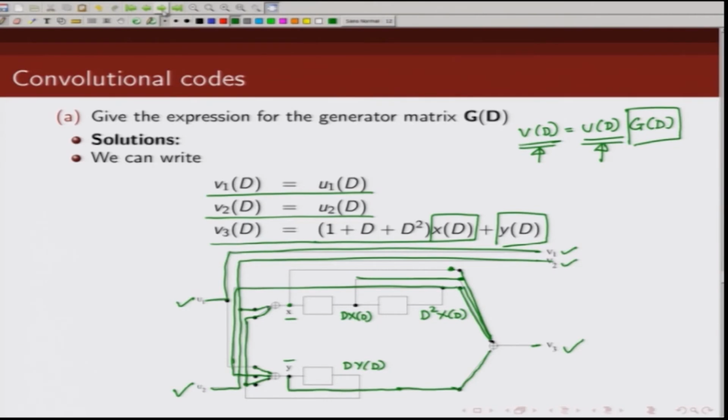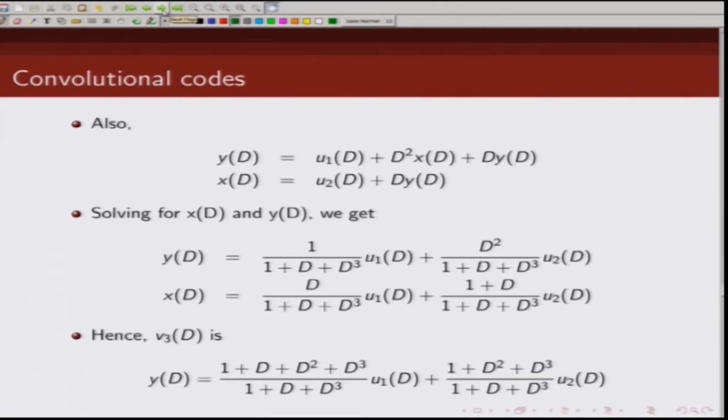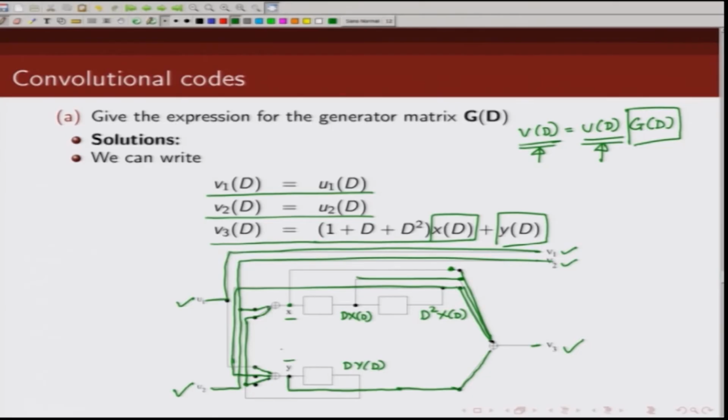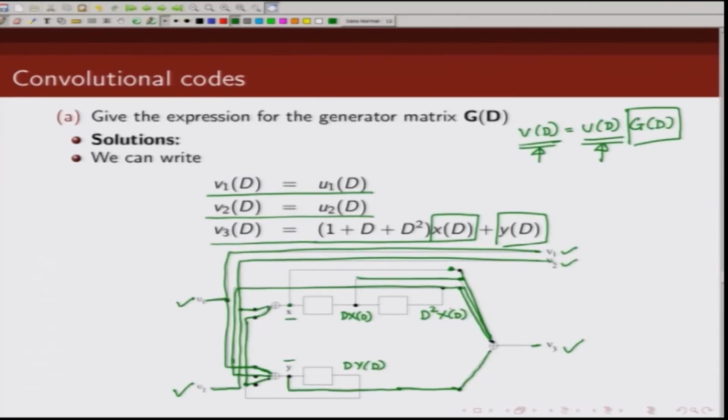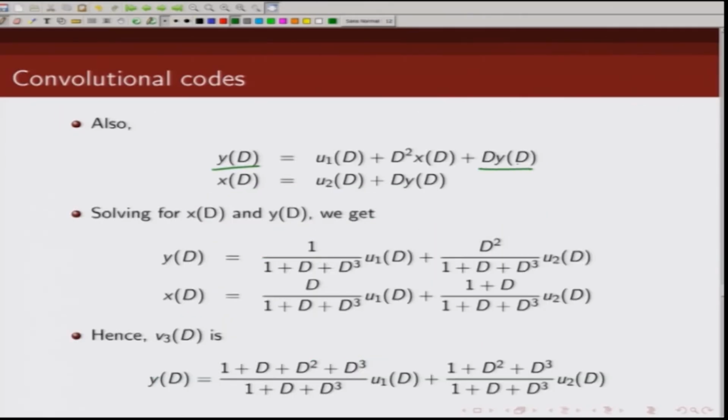Okay. So, we can write two more equations for x of d and y of d. Again, y of d, as I said, is u1 of d, which is this one, this is u1 of d, plus d square x of d. D square x of d is this term, which is coming here, and this another term here, which is d times y of d.